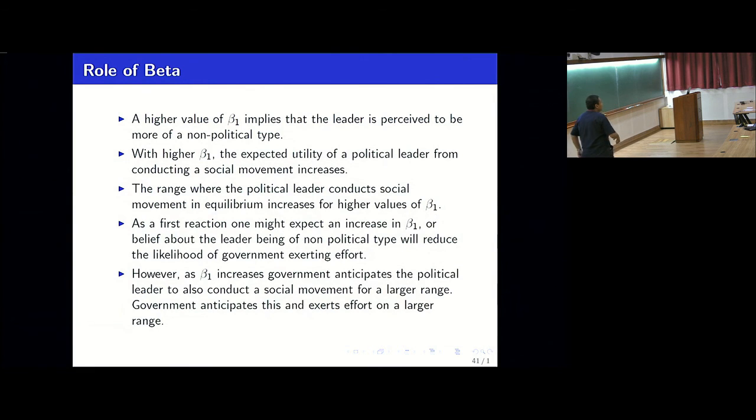The reason is that there is still a small probability that the leader is of a political nature, and then the leader has more reason to masquerade as a non-political type in the first period. Therefore, the government doesn't want to take a chance, and it wants to attack the social movement more in the first period. So that's the more interesting result.